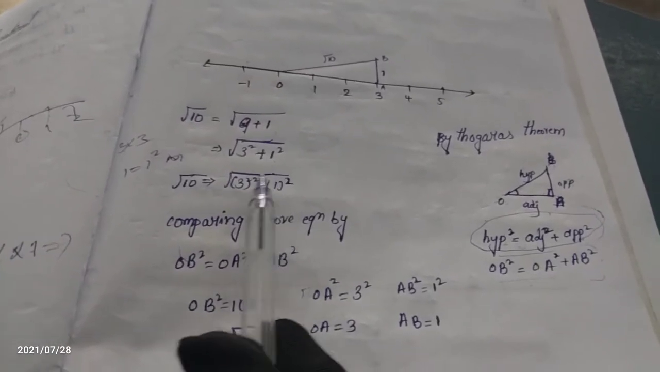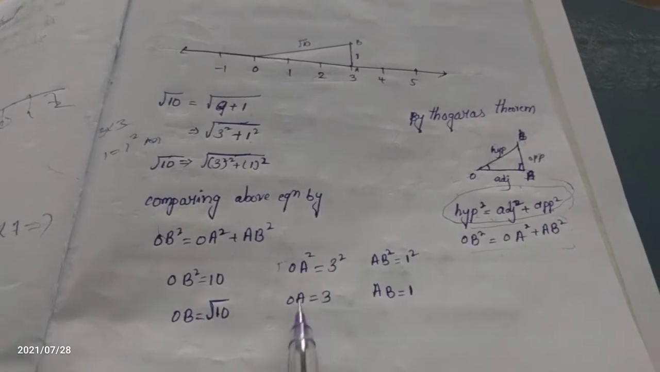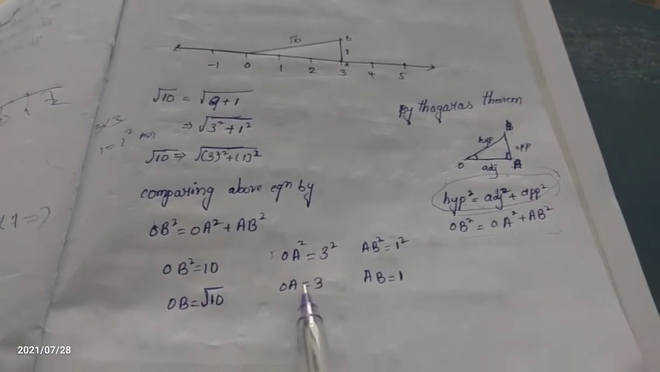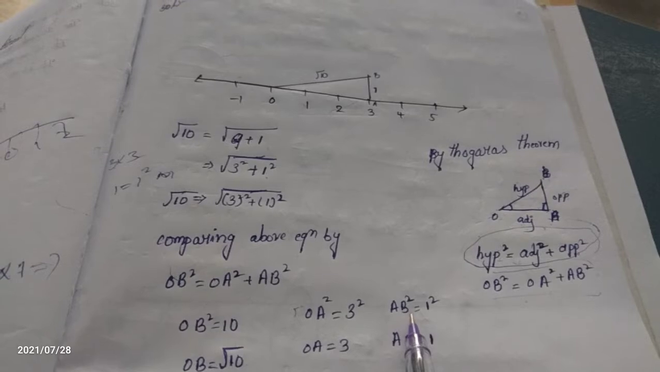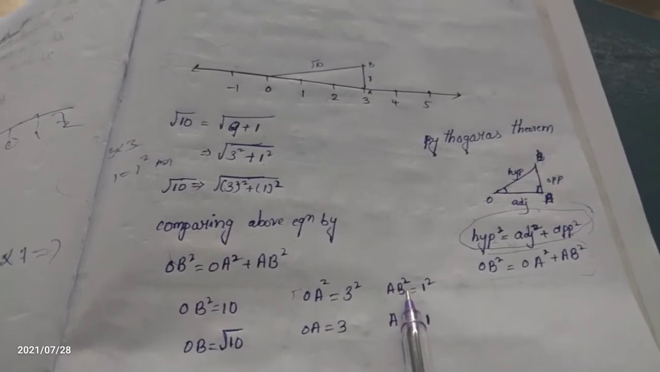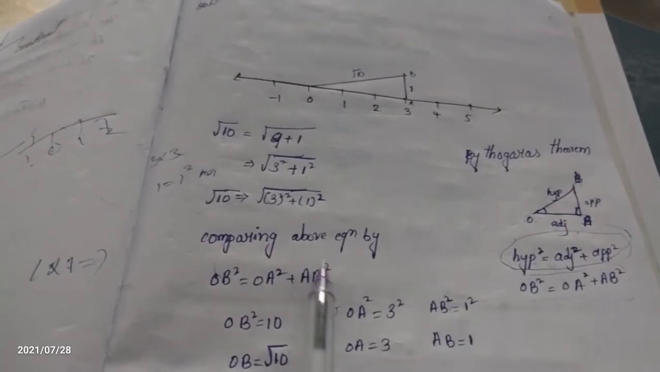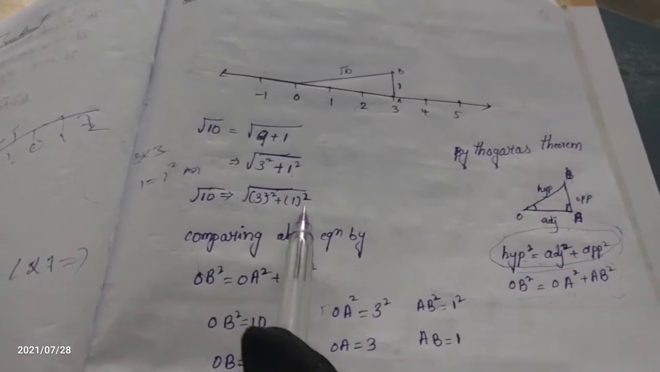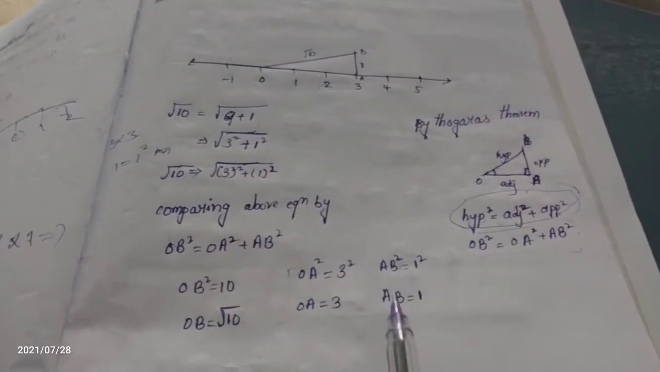OA square means 3 square. When we remove the square, what do we get? OA is equal to 3. Okay, come to the second one. AB square means 1 square, so 1 square means AB is 1.